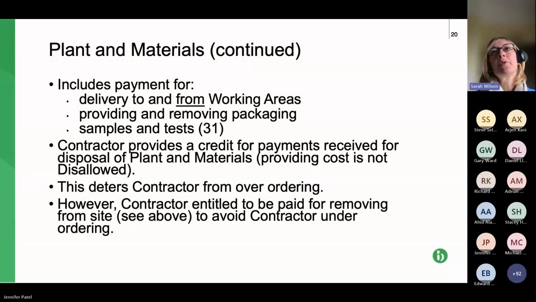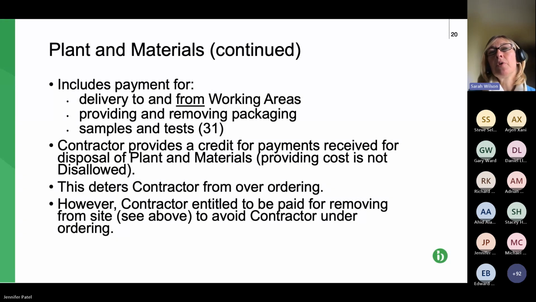So next slide, please. So again, these provisions are broadly analogous with the equipment. So we're looking at the checks and balances to cover all the cost, but avoid double counting. So the first bullet point, basically the contractor can claim and the subcontractor can claim payment for delivery to site or working areas and delivery from working areas if there's any plant and materials left over at the end of the project.